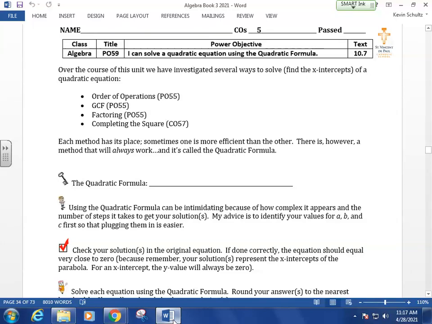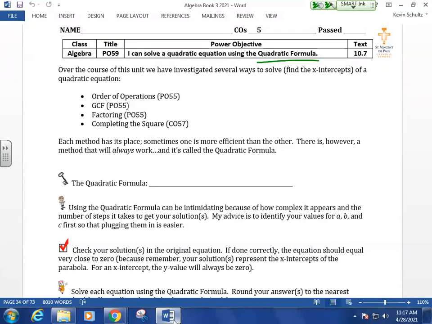Good day, Algebra, going over PO59 with you, which is one of the most important mathematical formulas you'll ever learn. Let me put it like that. It's called the quadratic formula. And what it's used for is to solve for the x-intercepts of a parabola.